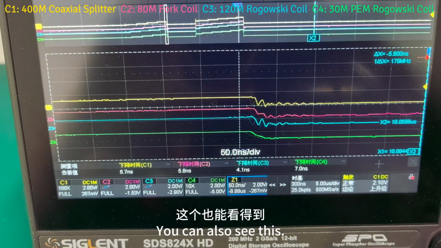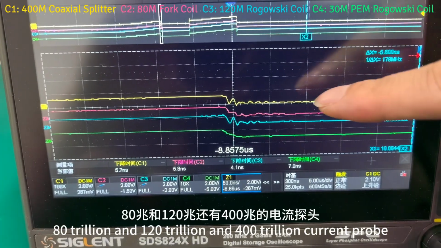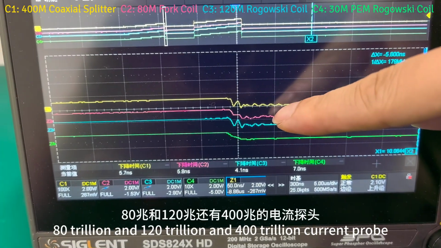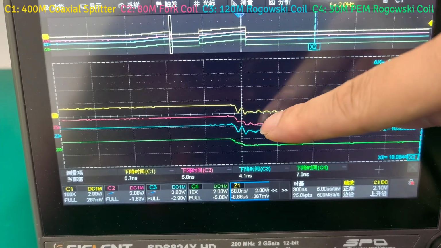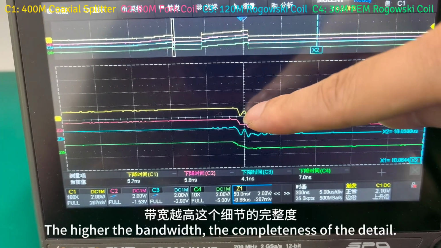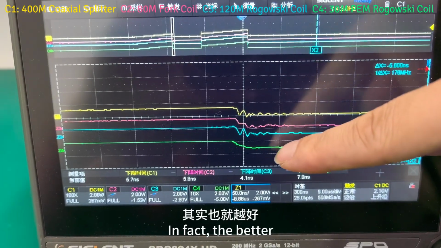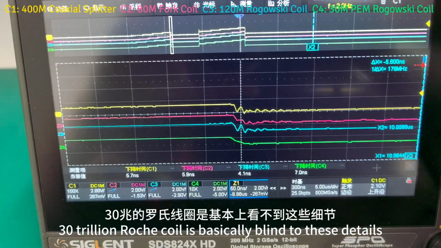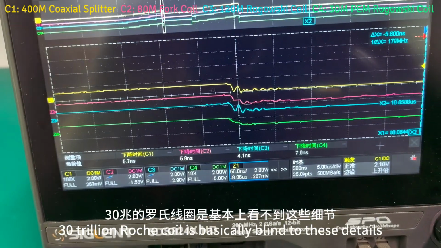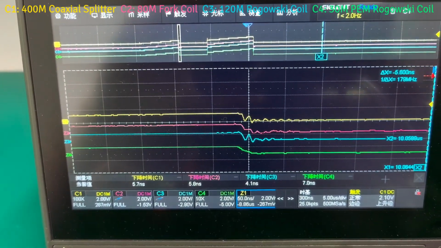You can also see this. With the 80 MHz, 120 MHz and 400 MHz current probes, the details measured here are still a little different. The higher the bandwidth, the more complete the detail, and the better. The lower the bandwidth, basically you can't see it. The 30 MHz Rogowski coil is basically blind to these details.